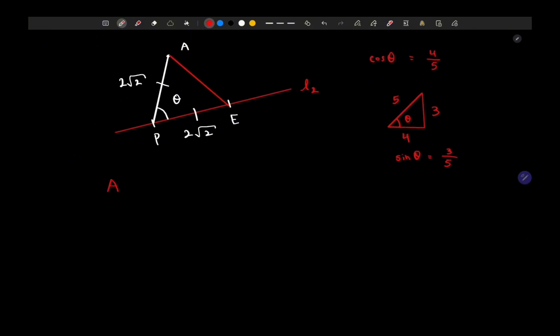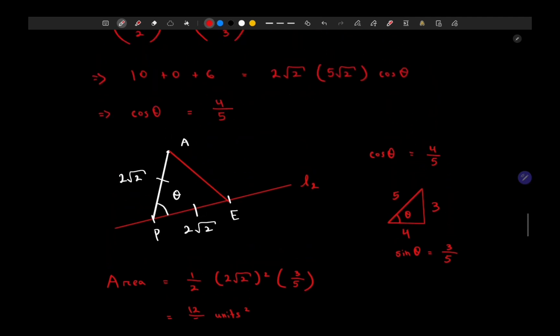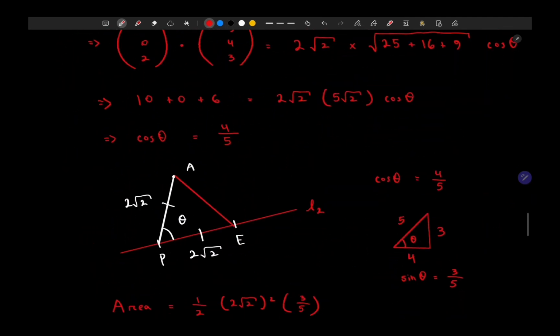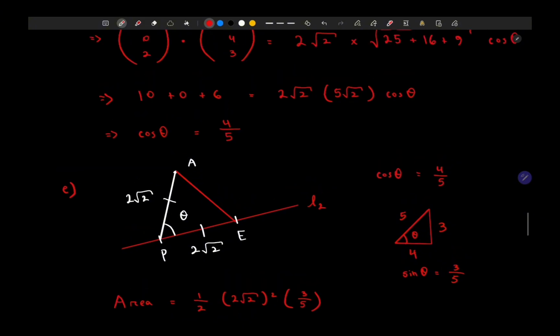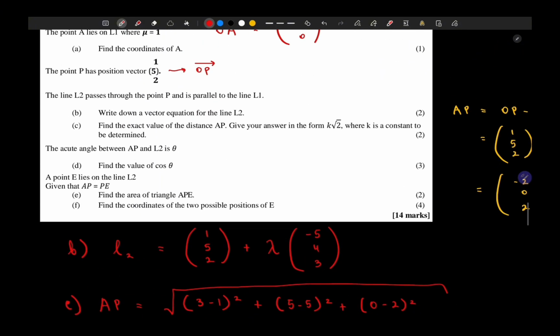Which means that the area is equal to half times (2 root 2) whole squared, times sine theta. And the value of sine theta is 3 over 5. So the area is equal to 12 over 5 units squared. So that is the answer for this part. Moving on to the next part.